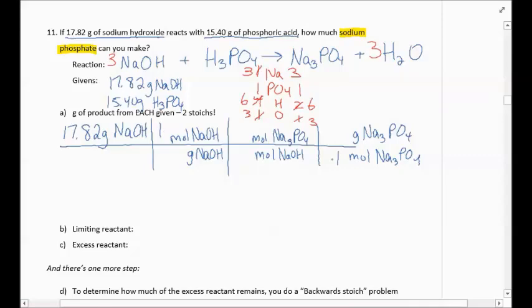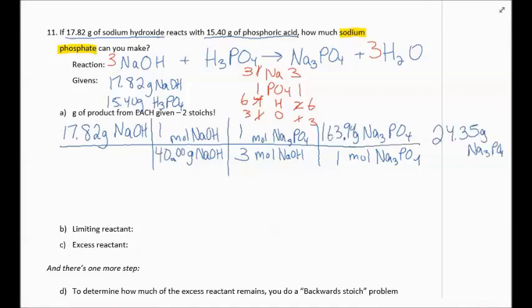Our mole to mole step, so we're going to have a 1 for the sodium phosphate and a 3 for the sodium hydroxide. So this is why you can't look at the masses to just figure out which one's limiting, because usually you aren't given moles, and usually the ratio is going to affect it. The other portion that will affect it is the molar mass, so we need to calculate the molar mass, which is the MM on the PT, for sodium hydroxide and sodium phosphate. So calculate those. So we've calculated, based on sodium hydroxide, that we would make 24.35 grams of sodium phosphate.